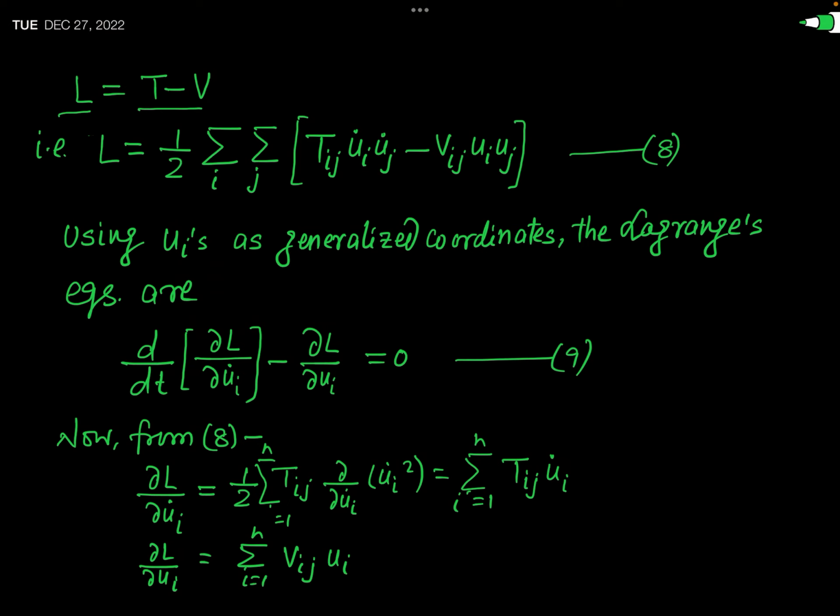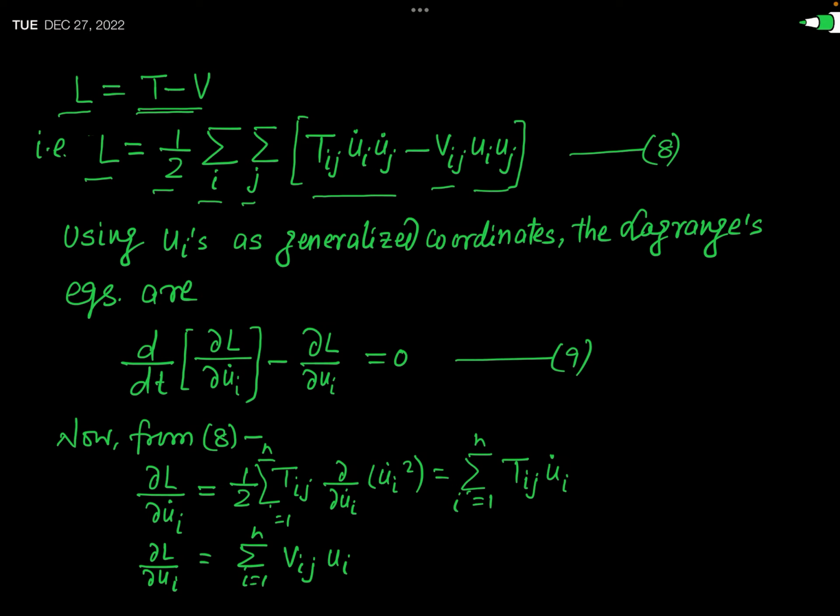So L will be what? We will substitute the values of T and V which we have just obtained, and after substituting, the expression for L will be 1 over 2 summation over i, summation over j, Tij ui dot uj dot, minus 1 over 2 summation Vij ui uj. This is the expression for the Lagrangian of our system.